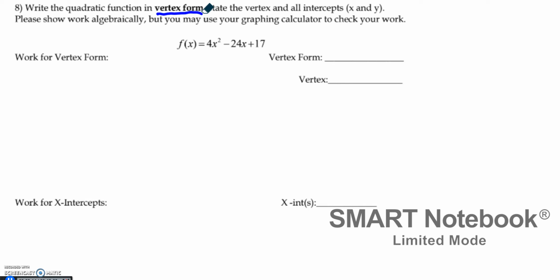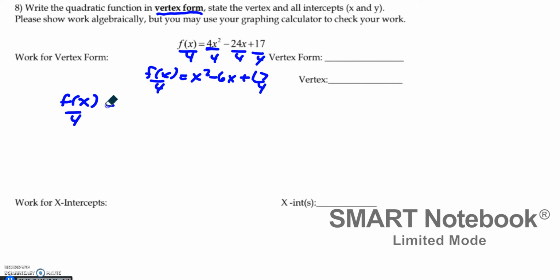So, now that we've done conics, this problem might be a little easier because we've done a lot more completing the square. But in order to complete the square, we cannot have a lead coefficient other than 1. It's not easy. So what we're going to do first is divide literally everything by 4. So we'd have f of x over 4 equals x squared minus 6x plus 17/4. But in order to complete the square, we just need the x's on the same side. So what we would do is subtract the 17/4 to the other side.